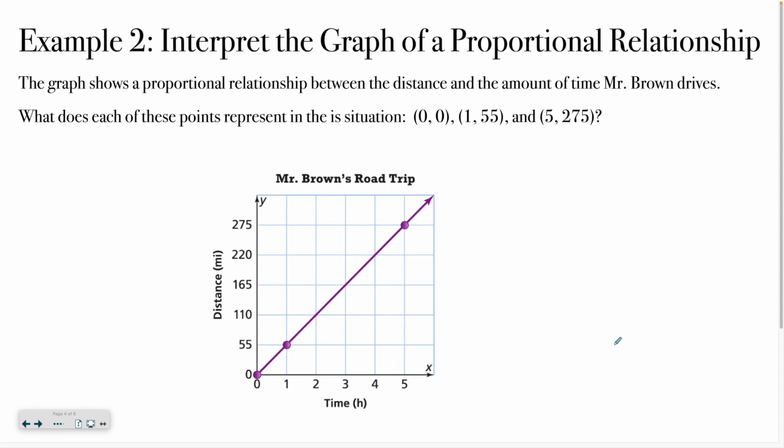But we will practice with that a little bit more in a later example. But for now, we're going to practice some more interpretation from graphs. So this graph shows a proportional relationship between the distance and the amount of time Mr. Brown drives. Okay, what does each of these points represent in the situation? 0, 0, 1, 55, and 5, 275. So something to note is when you are reading ordered pairs, you read them alphabetically. So meaning you always do X and then Y. X and then Y.